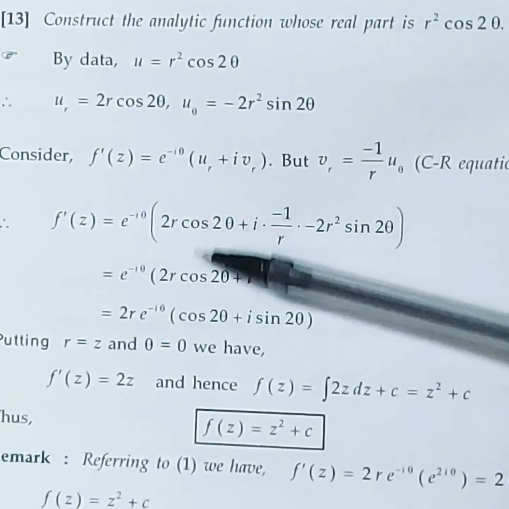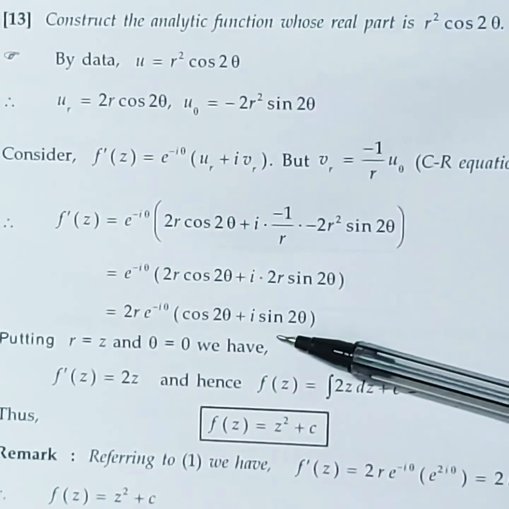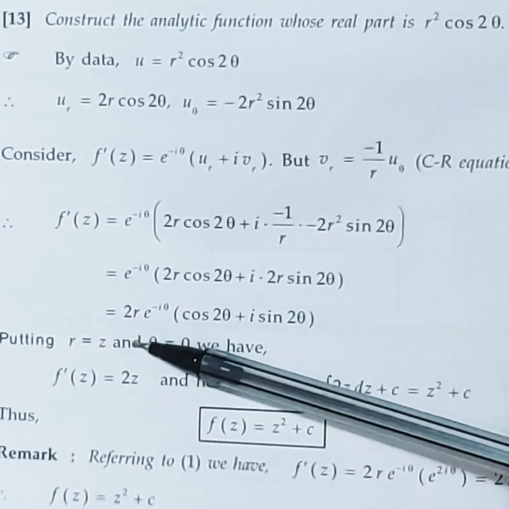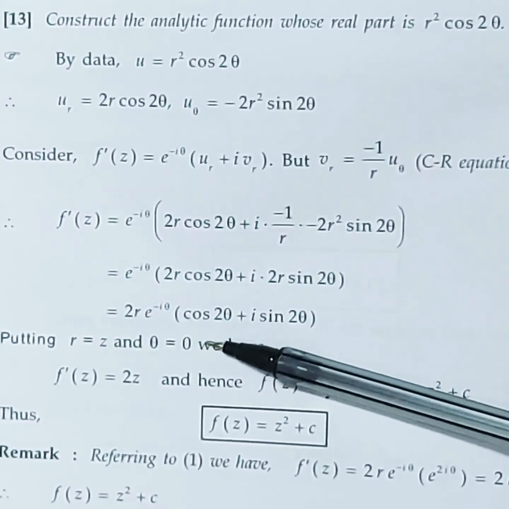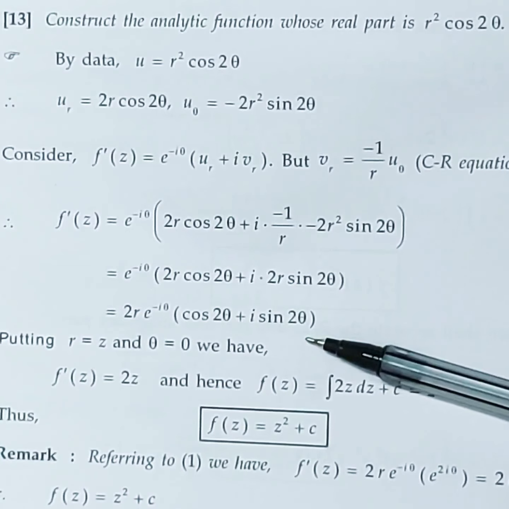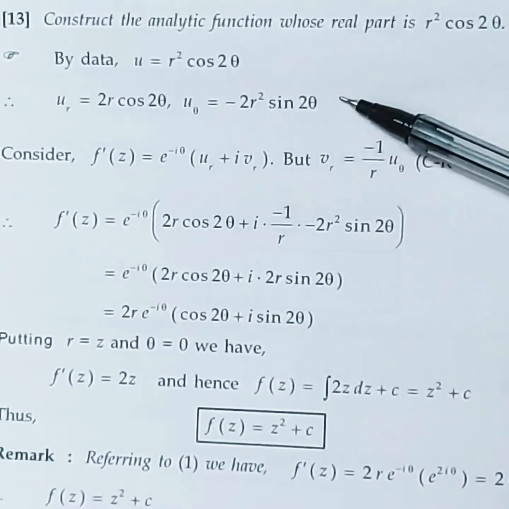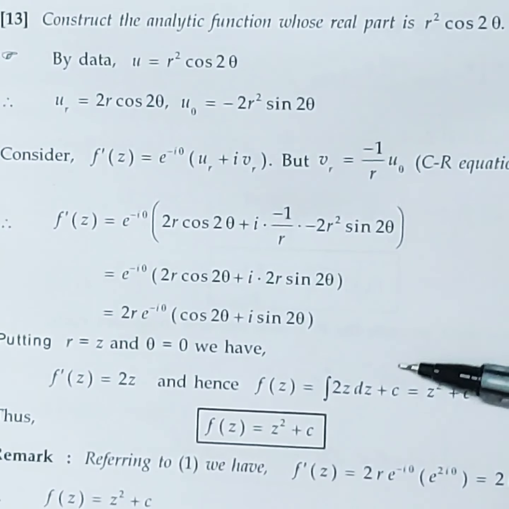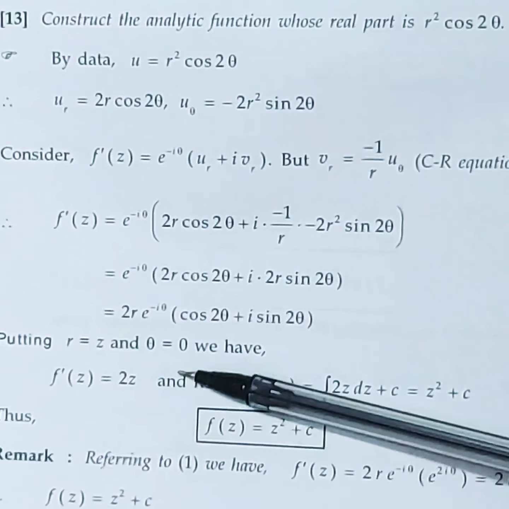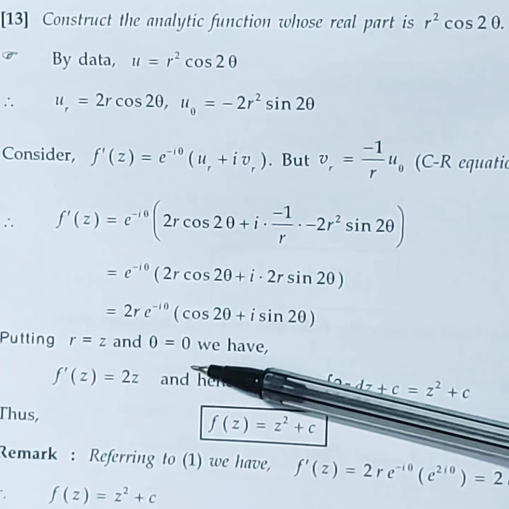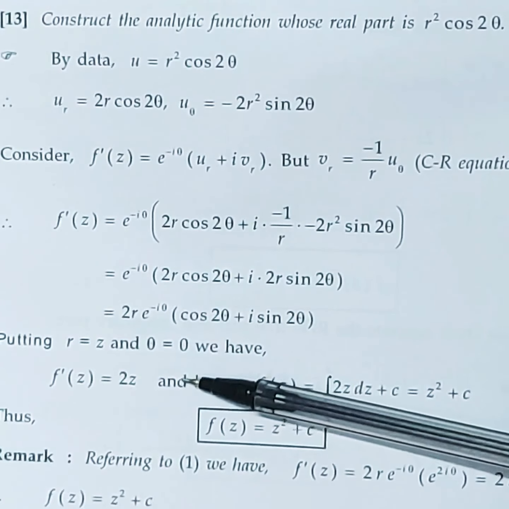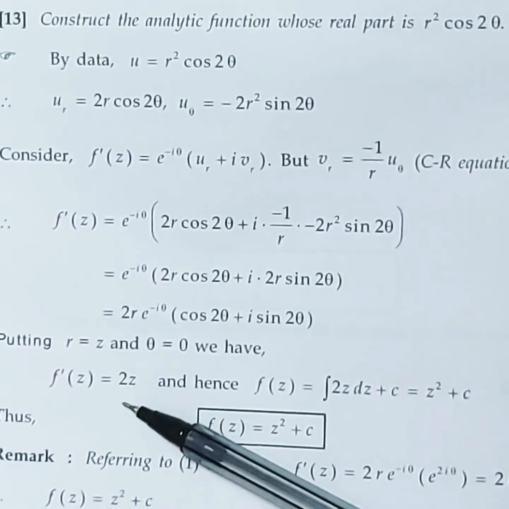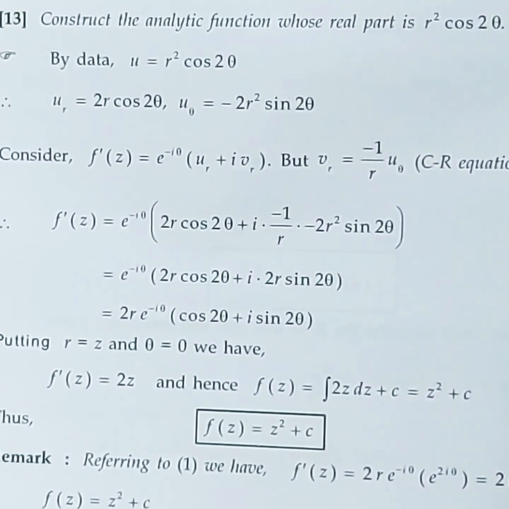So e power minus i theta into u r I have written as it is, plus i into 2r sin 2 theta. Now we have 2r common for these two terms, we can take it outside: 2r into e power minus i theta into cos 2 theta plus i sin 2 theta. So step 1, we got u r and u theta. Step 2, we will find f dash of z by using CR equation. Step 3, substitute r as z and theta equal to 0. So this is a substitution. In Cartesian, we put x as z and y as 0. So f dash of z will become 2z. That's it. Now it's easy for us to integrate.